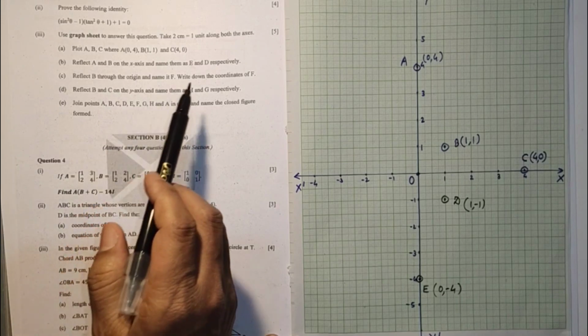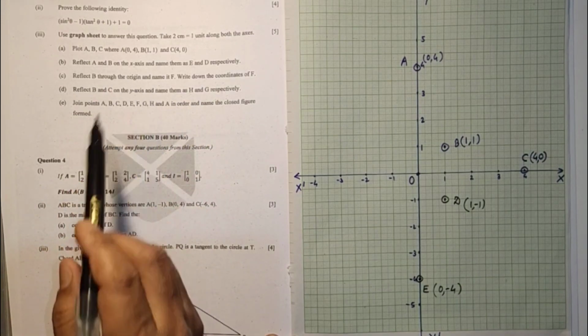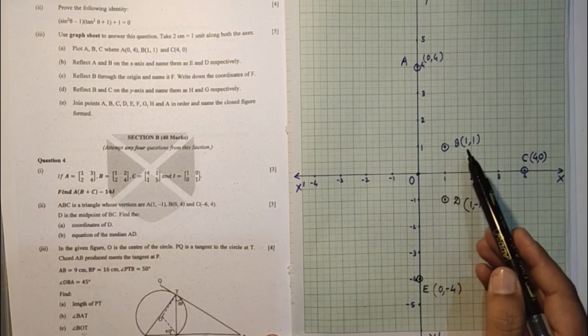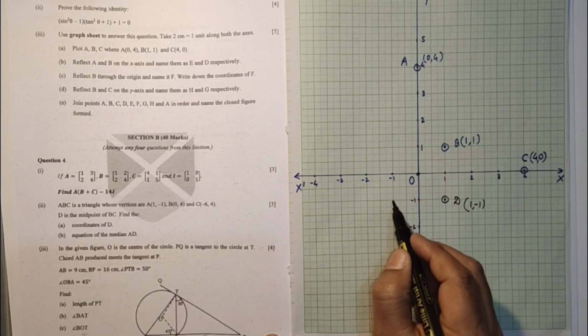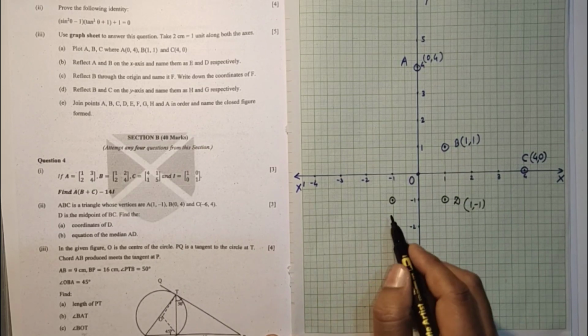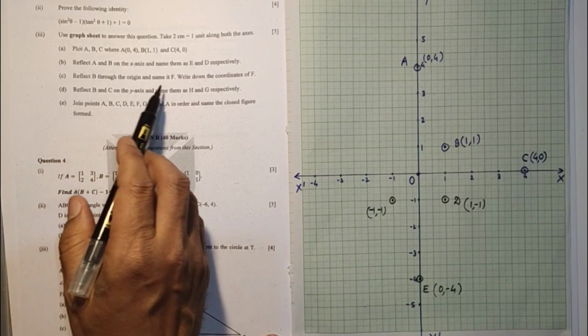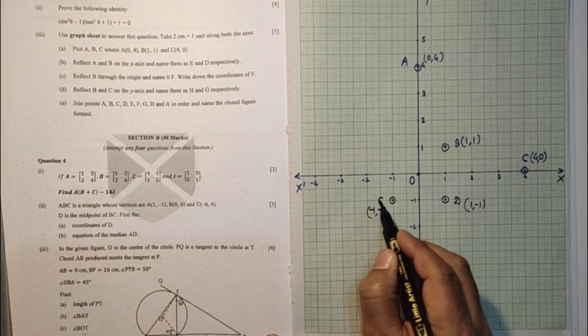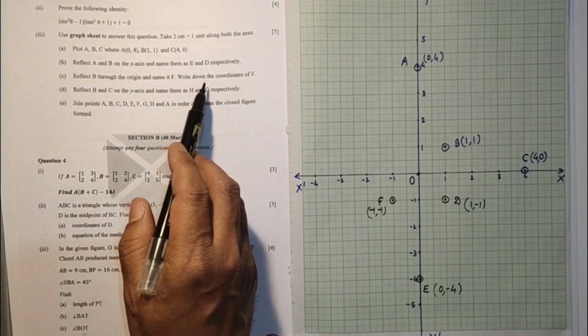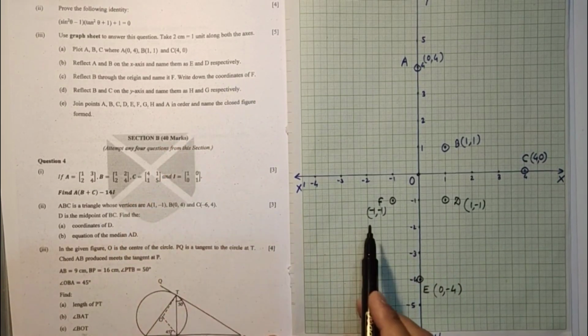Third subpart is reflect B through the origin. Through the origin, so it is 1, 1. Through the origin it will be minus 1, minus 1. This is minus 1, minus 1, and this reflection is named as F. Now you have to write down the coordinate of F. F is minus 1 comma minus 1.